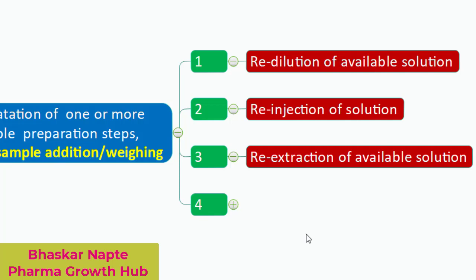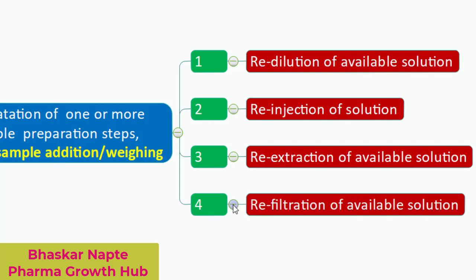So if the sonication was not done properly, you can resonicate the available solution one more time for an extended time, and then understand whether the result is within the spec or not. The same thing can be applicable for the stirring of the sample as well. What is the fourth example of repeat testing? It is the refiltration of the available sample.